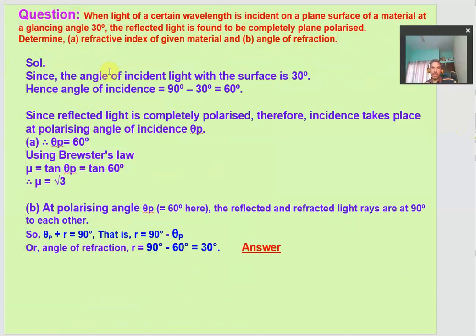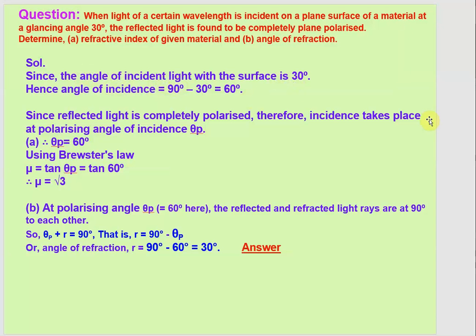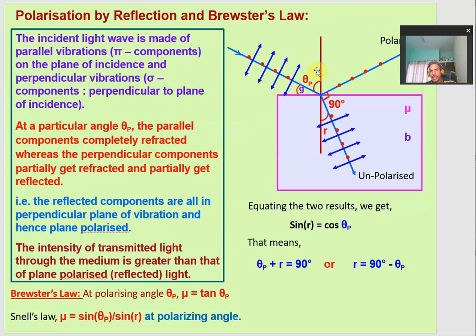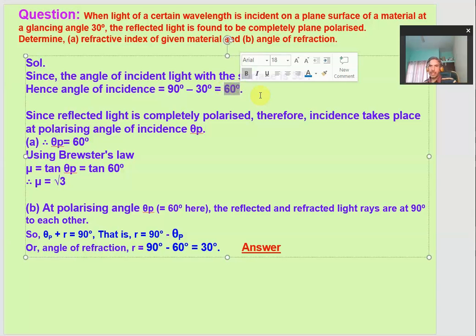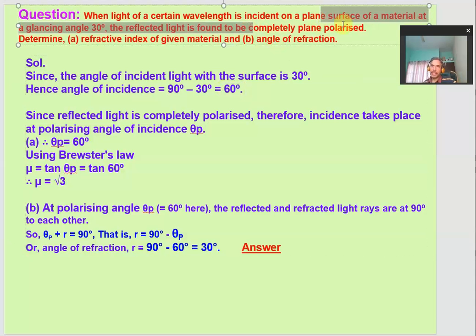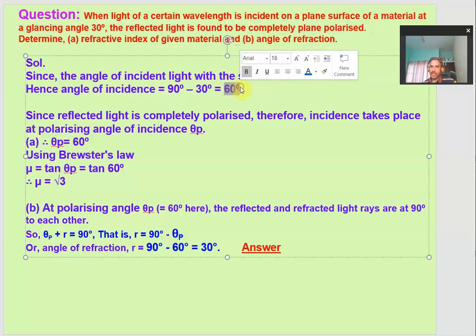Because the glancing angle is 30 degrees, this is not the angle of incidence but the glancing angle. The angle of incident light with the surface is called the glancing angle, which is 30 degrees. From this diagram, this other angle will be 90 minus 30, which is 60 degrees. This is the angle of incidence. In this situation, the reflected light wave is completely plane polarized, so this angle of incidence of 60 degrees is the polarizing angle.